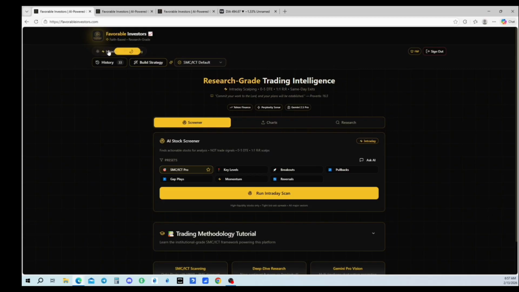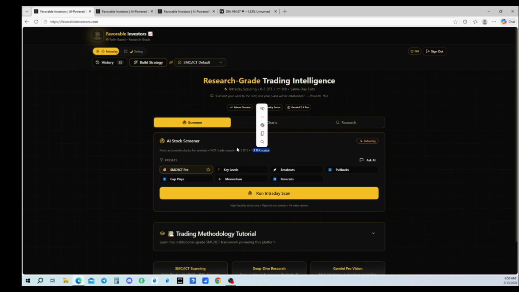for if it is an actionable day trade or if it is a swing trade, which means for a day trade, you can look at it and see that it is a 0 to 5 DTE, and it looks for 1-to-1 risk to reward trade setups, meaning that you're just looking for base hits. Very, very easy, very simple, at a very high probability.